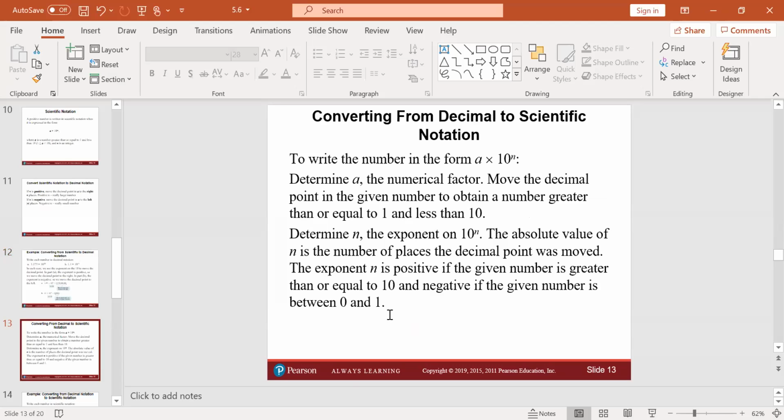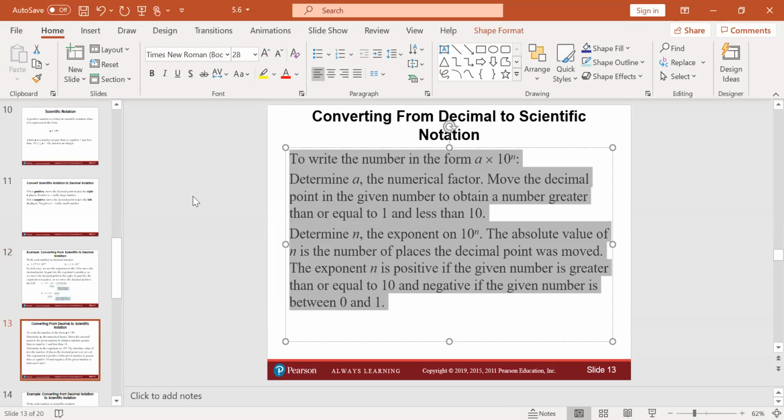So here's a nice, you don't have to copy this down. Here's a nice big long explanation for how you convert from regular decimal numbers into scientific notation. And it's not particularly fun to read. It's kind of a long, dry read. So don't think of it too hard.